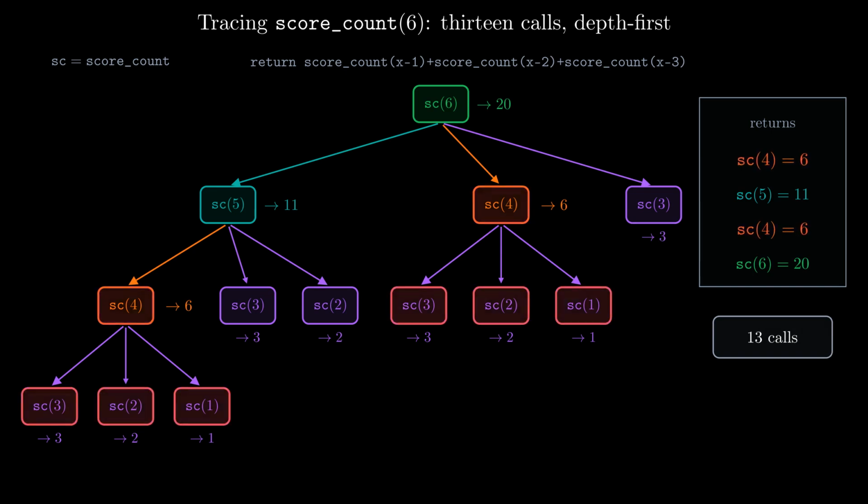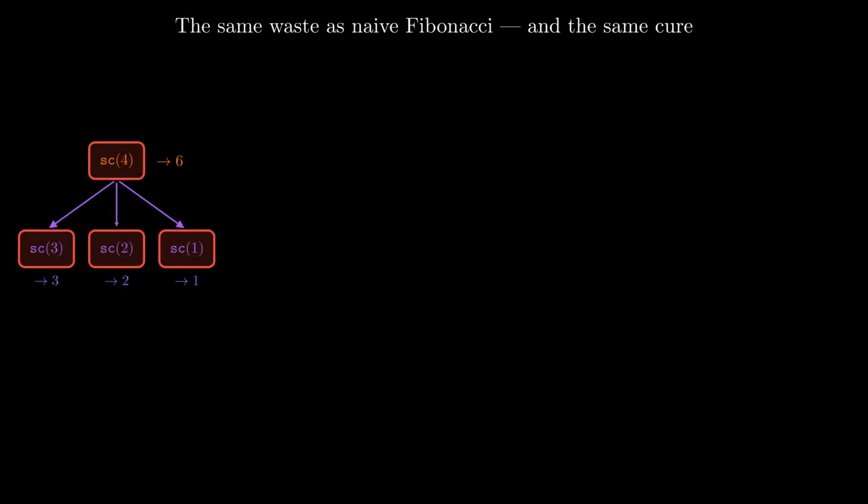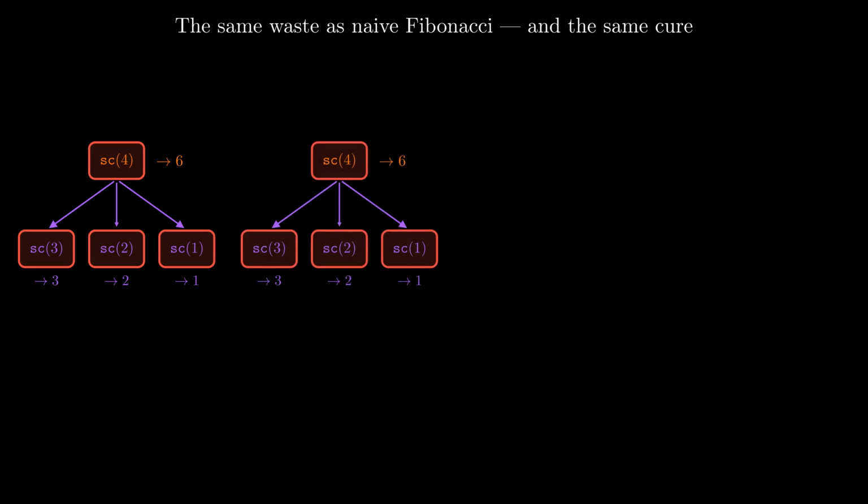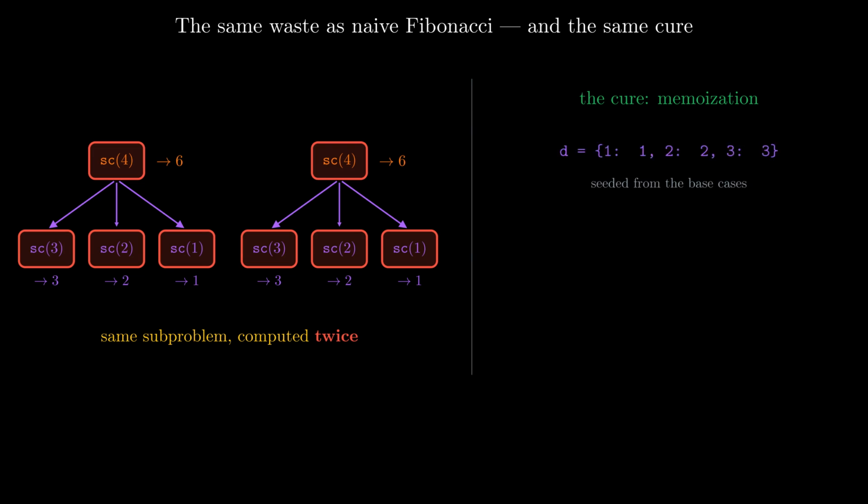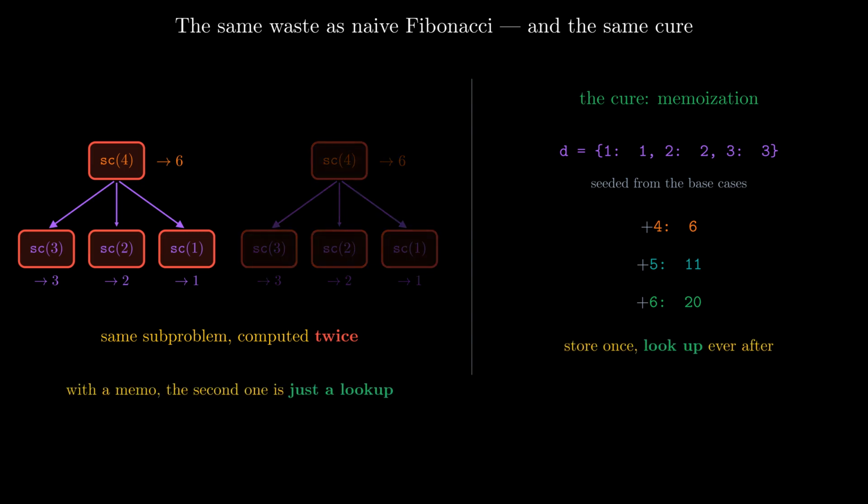And notice the waste. We recalculated the score of 4, having already calculated it deep in the left branch. That repeated work is the same disease as naive Fibonacci. Score count is just as inefficient, recomputing subproblems it has already solved. The cure is the same too, memoization. Keep a memo, a dictionary, and store each score's count the first time you compute it, then look it up ever after instead of recomputing.